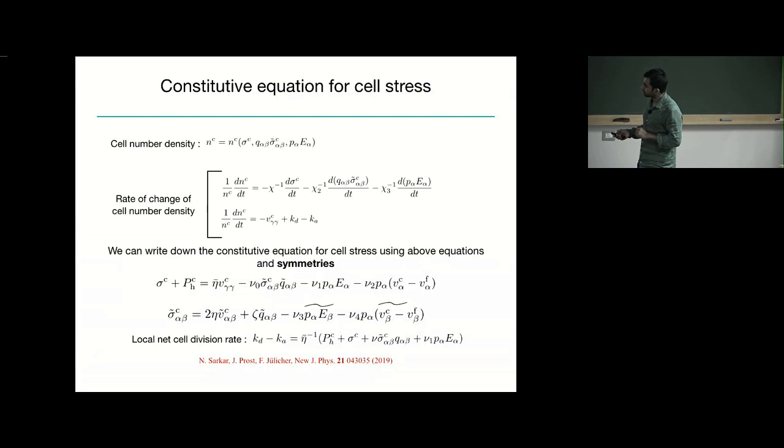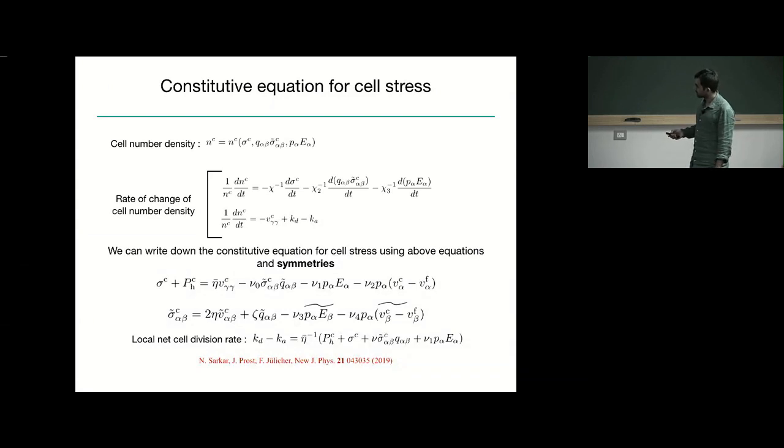Similarly, we can write down a phenomenological equation for the anisotropic part of the cell stress, and it also contains the viscous part, the part which comes from the nematic part of the tensor, the part which comes from the symmetric traceless part of the P alpha E beta tensor, and also the symmetric traceless part of this difference in velocity contribution. And the local net cell division rate, that is Kd minus Ka, also depends on all these dynamical quantities.